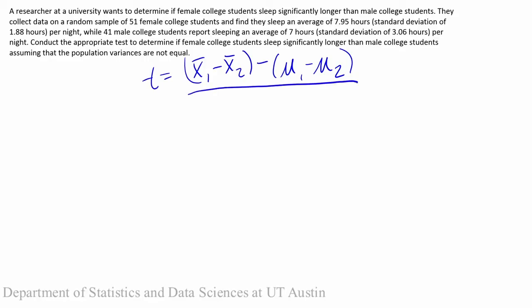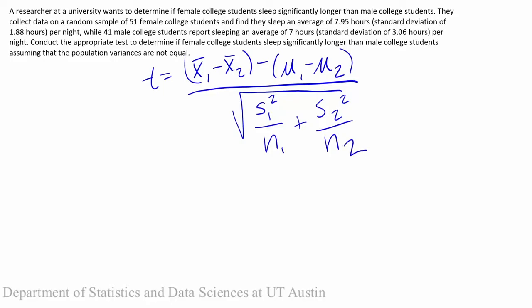Our denominator will be the standard error, and we will use the equation assuming that our variances are not equal. So this is the standard deviation squared of group 1 divided by the size of group 1 plus the standard deviation of group 2 squared divided by the size of group 2. There is a different calculation to do if you can conclude that the variances of the populations are equal. We will not cover that in this video.